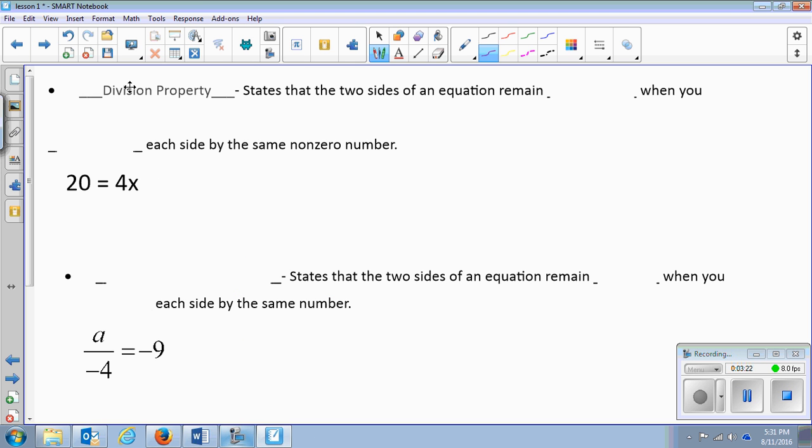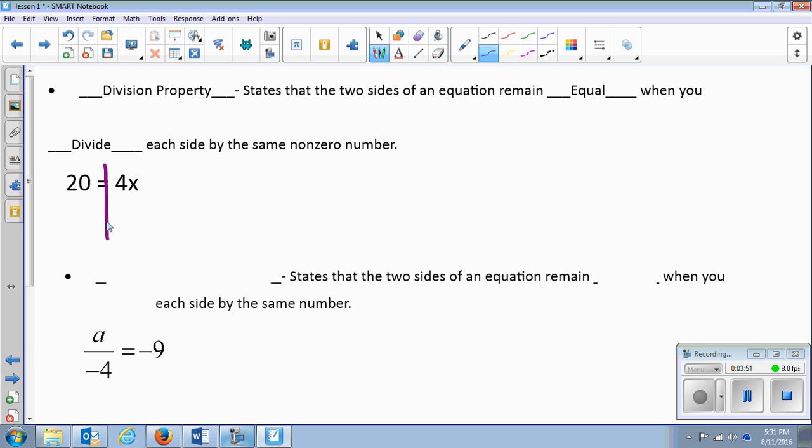The next property is called the division property. It states that two sides of an equation remain equal when you divide each side by the same non-zero number. You need to make sure when you're dividing that it's by a non-zero number. You can't divide by 0. So, when you have a one-step equation and you see you're using multiplication in this problem, you're going to undo it by doing the opposite. The opposite of multiplication is division.